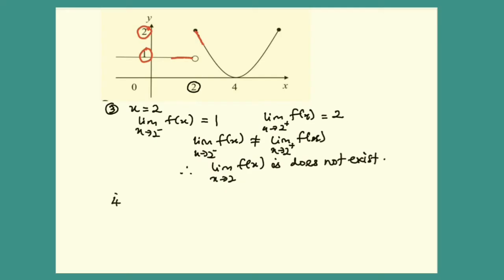Okay, for x equal to 4. Now look at the graph at x equal to 4. We have the same graph at the left and at the right. When x approaches 4 from left, y approaches 0. And when x approaches 4 from right, y approaches 0. Therefore, limit f(x) as x approaches 4 equal to 0.